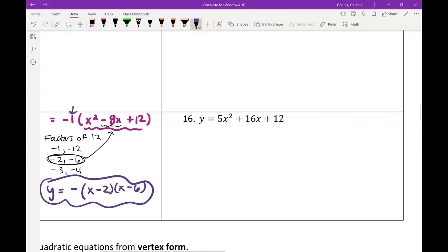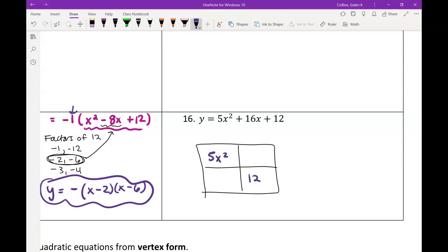All right, lastly, in number 16, again, I want to check, is 5 a common factor of 16 and 12? And it's not. 16 and 12 are not divisible by 5. So again, that makes this a little bit harder. I'm going to draw a rectangle. The nice thing is these are all positives at least. So I have a 5x squared and a 12. And so when I multiply 12 times 5, I get 60. So I'm looking for things that multiply to 60x squared and have a sum of 16x.